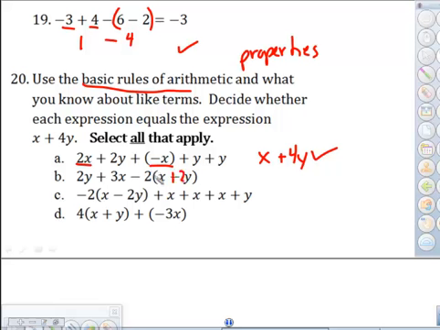Okay, so I've got 2x and 2y right here. So 2y and 2y, that'll be 4y. But then if I have a 3x and a negative 2x, that still gives me the same x plus 4y. So this one checks out as well.